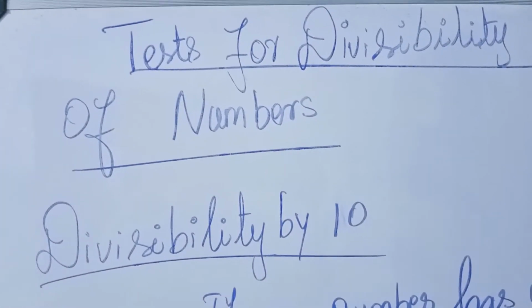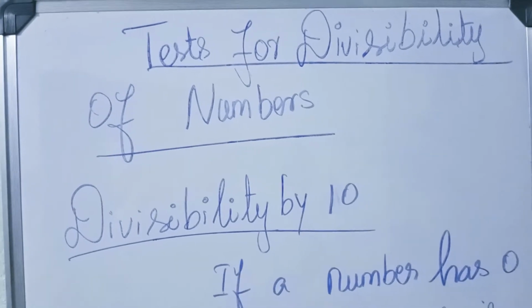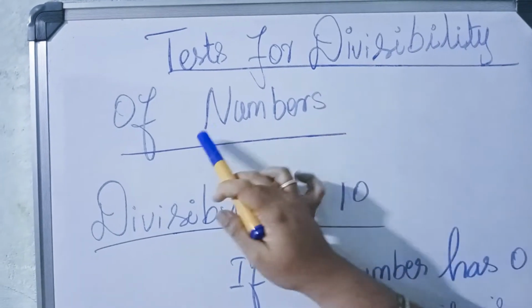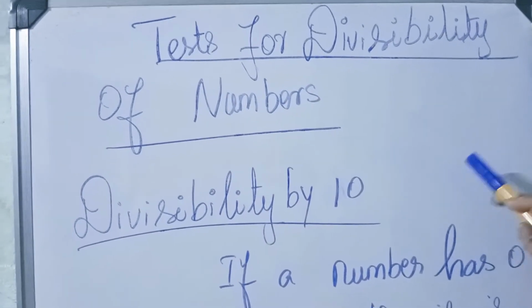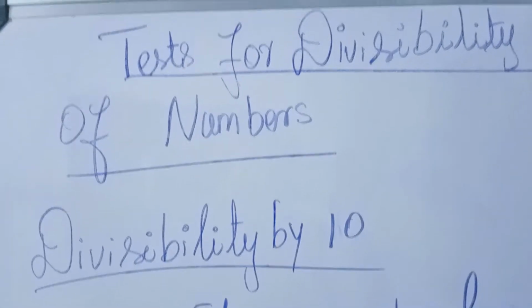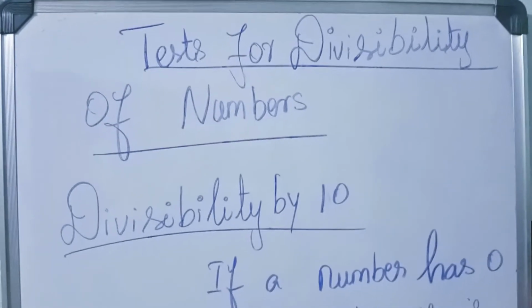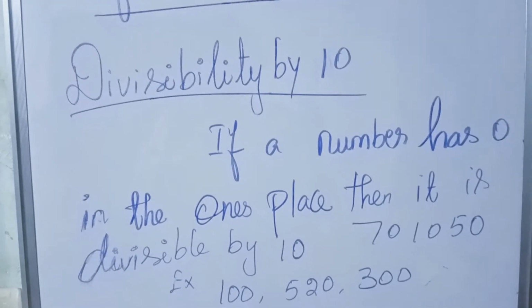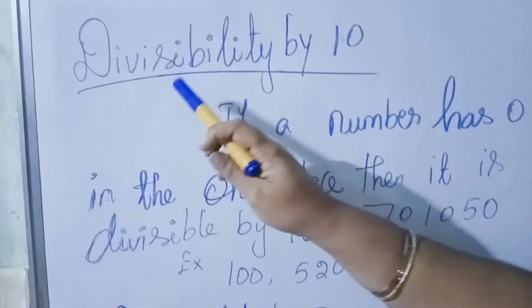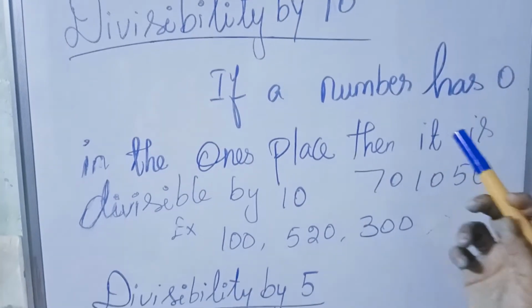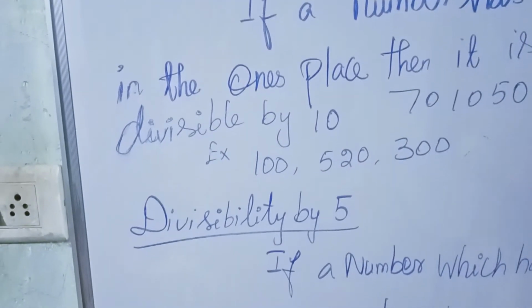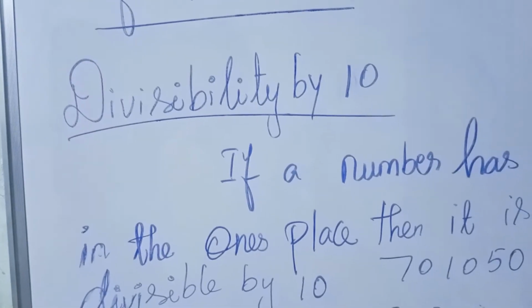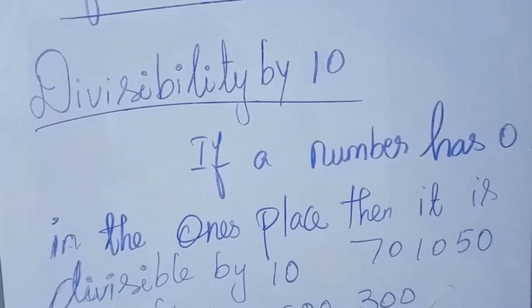Today we are going to see 6th mathematics, page number 54. Test for divisibility of numbers. If some other number is there that you have to check, that is divisibility, that means divisible by 10 or 5 or 2 or 3, like that. For that we have rules: divisibility by 10, divisibility by 5, divisibility by 2, 3, etc. All numbers have their own rules.